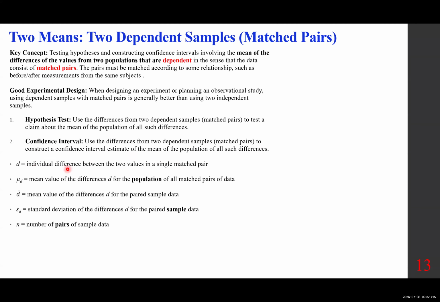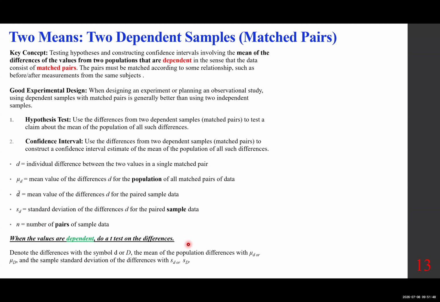D represents the individual difference between the two values in a single matched pair. Mu sub D is the mean value of the difference D for the population of all matched pairs of data. D bar is the mean value of the difference D for paired sample data. So this is for population, this is for sample. S sub D is the standard deviation of the differences for the paired sample data, and n is the number of pairs of sample data. Remember, in reality, we almost never have access to the population.